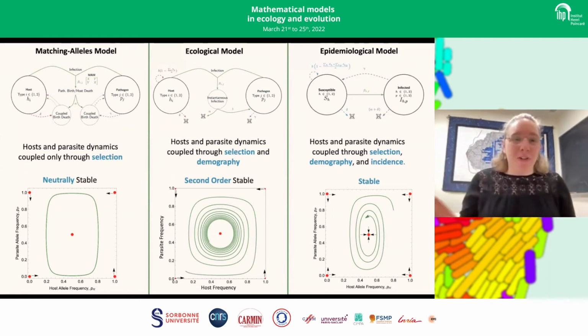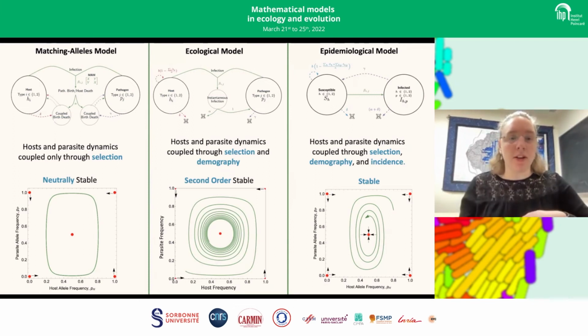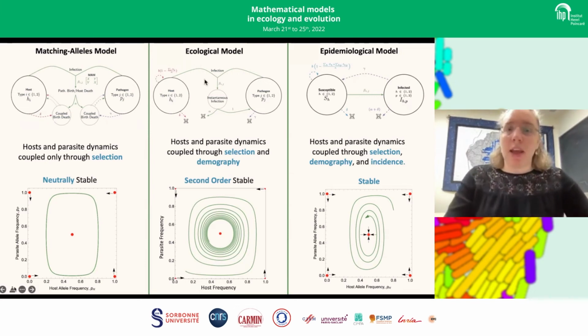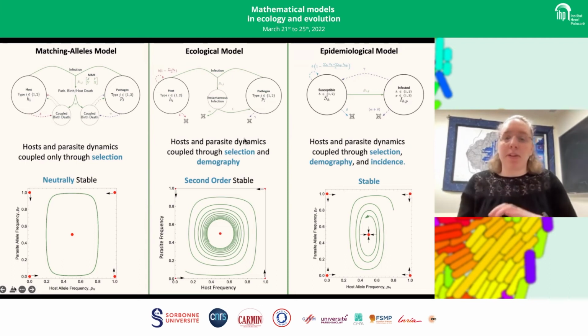All right, there have been a lot of models here, so let's go over what we have seen. We had a matching alleles model of host-parasite coevolution that had no ecological dynamics in it. In this case, the host and the parasite are only coupled through the action of reciprocal natural selection. In the intermediate model, we have both reciprocal natural selection and demographic dynamics created by parasitism. And in the last model, the host and the parasite are coupled in three ways: through reciprocal natural selection, demographic changes, and the incidence of the disease in the population.